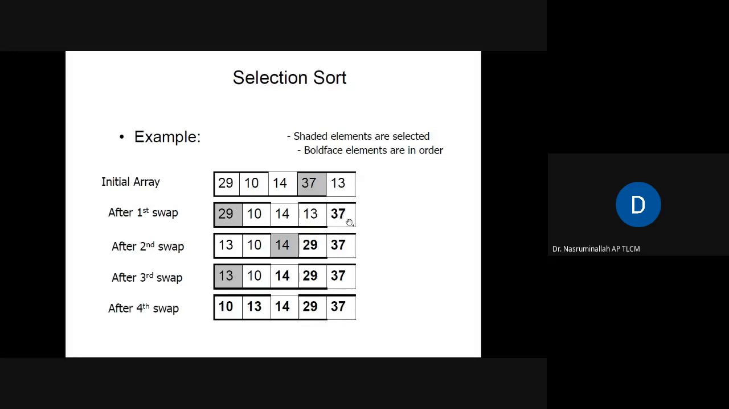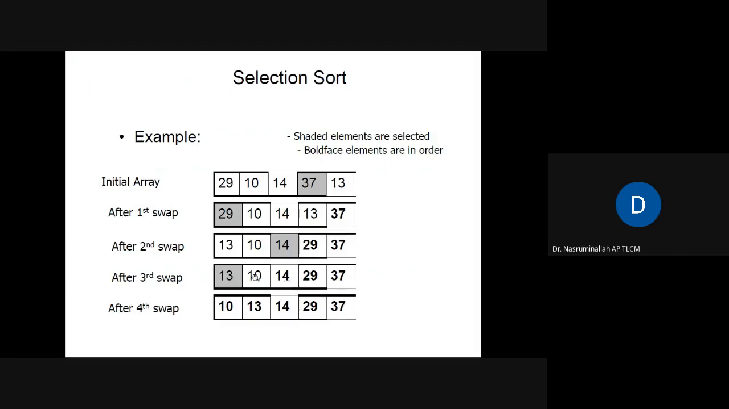Now in the next step, last will be pointing to 13, and if you search from the first to the last element, the largest element is 29, so 29 will be swapped with the 13. Now in the third step, last will be pointing to 14, and if you search from start till 14, you will find that the largest element is 14 and last is already pointing to 14. In this case you do not need to swap anything.